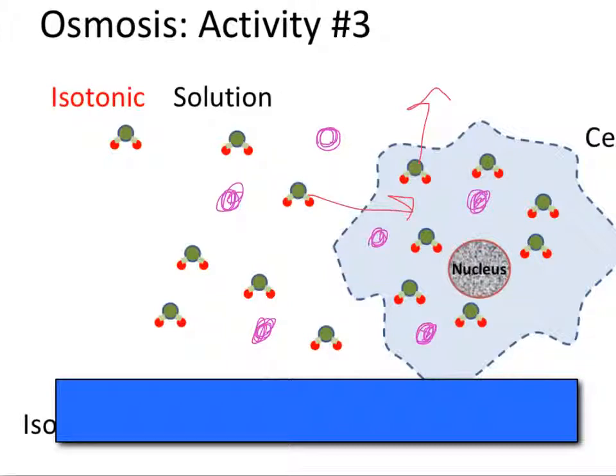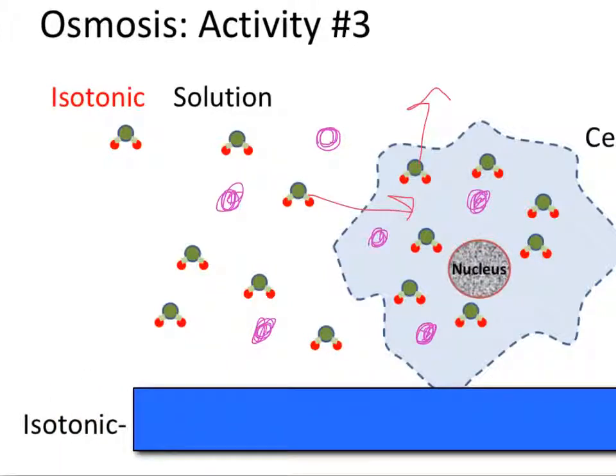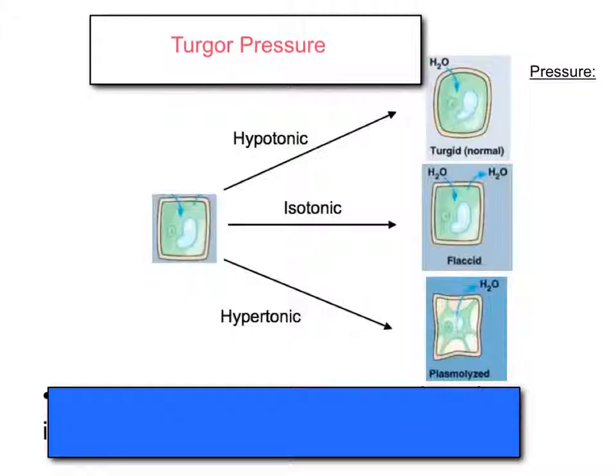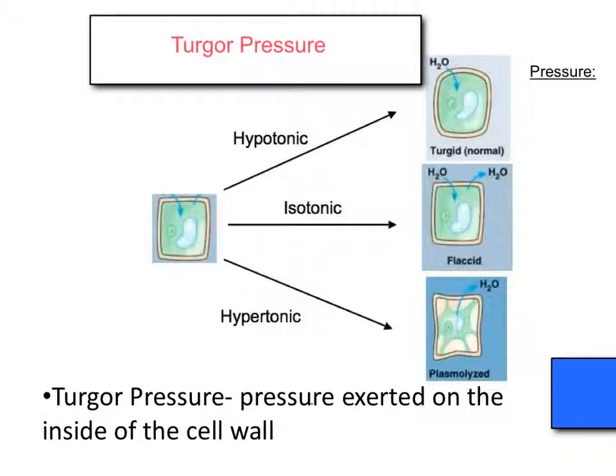So an isotonic solution is a solution that has the same amount of solute as the cell, so water will enter and exit the cell in equal amounts and the cell size will stay the same. When we apply these same principles to a plant cell, we talk about a term called turgor pressure. And turgor pressure is just the pressure that is exerted on the inside of the cell wall.